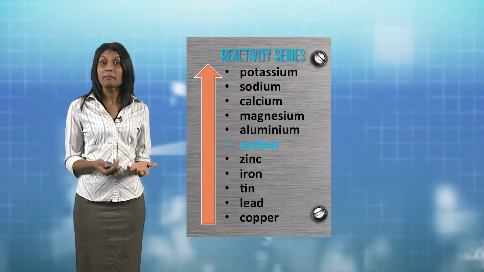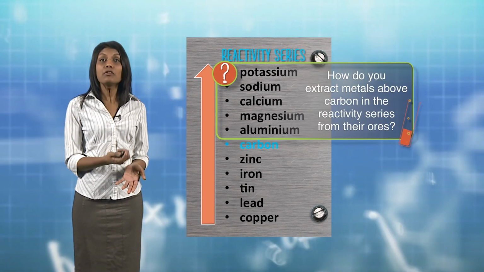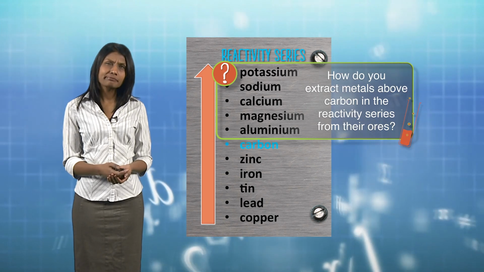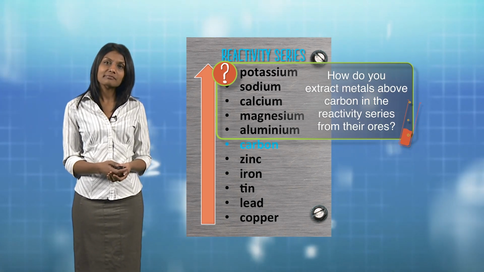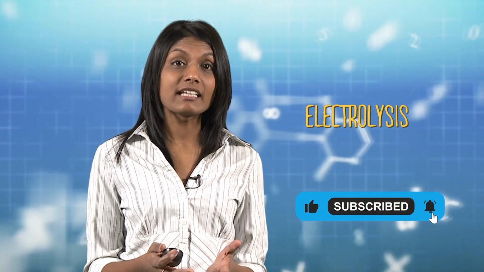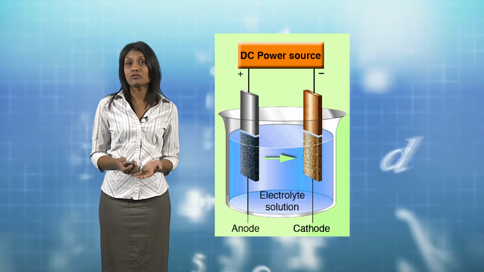So how can the more reactive metals such as aluminium and magnesium, which are found above carbon in the reactivity series, be extracted from their ores? These metals are extracted from their ores by a process called electrolysis. Electro meaning electricity, lysis meaning breaking down. This process uses electricity to split metals from oxygen. So the metal is reduced.